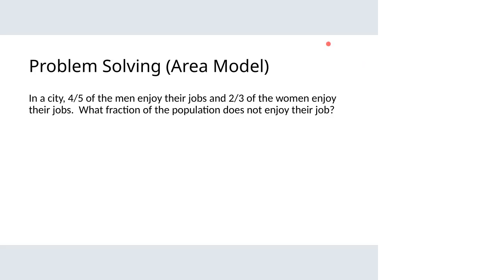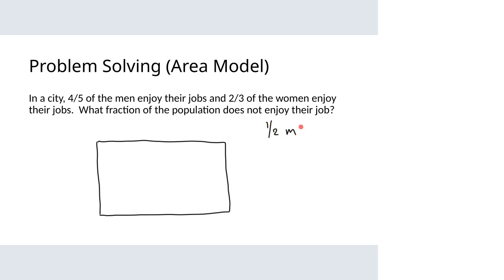So in this city, we have men and we have women. That's an assumption we're going to make as we solve this. So there's everybody. 4/5 of the men enjoy their jobs and 2/3 of the women enjoy their jobs. It's not told in the problem, but the assumption we're going to make is that half of the people are men and half of the people are women. So we'll cut this right down the middle, and we've got men over here and women over here. We're making that assumption because that's something that allows us to solve this problem.